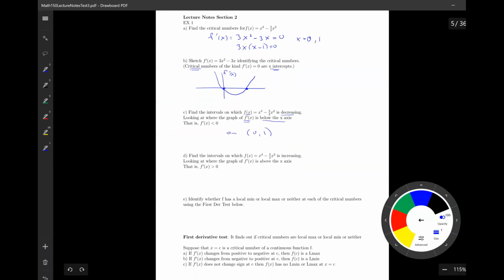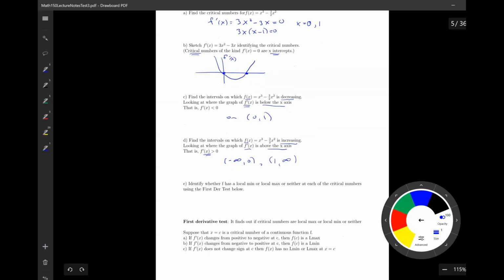Okay, so where is the function increasing? That's where the derivative is above the x-axis, or bigger than 0. So that would be on the interval negative infinity to 0, and then 1 to infinity.